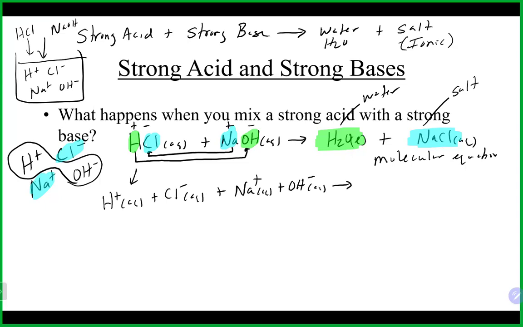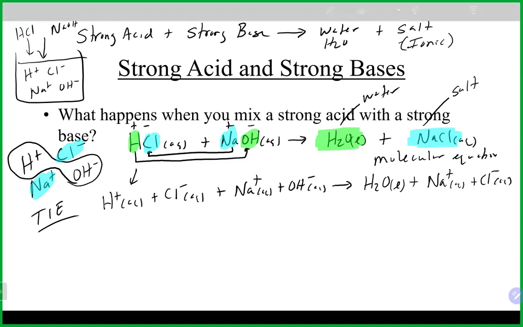When we come to the other side, we have water. Water is a pure liquid. So a liquid is something that you actually keep together. So in this case, H2O will stay together. And the sodium chloride, which is the salt, which is an ionic compound, we know is going to break apart because it's ionic pretty much. And that's going to give us sodium ion and chloride ion in this case. This is our total ionic equation in this case, right?